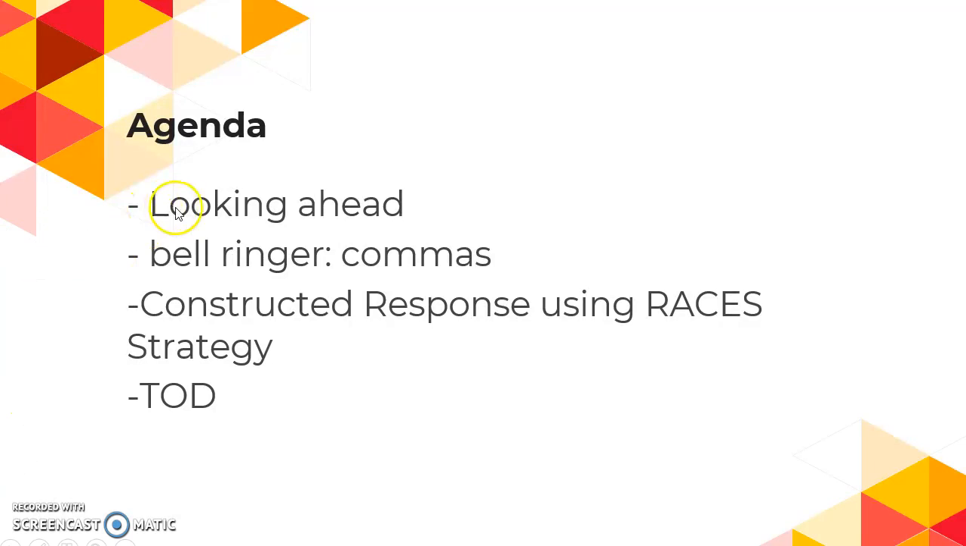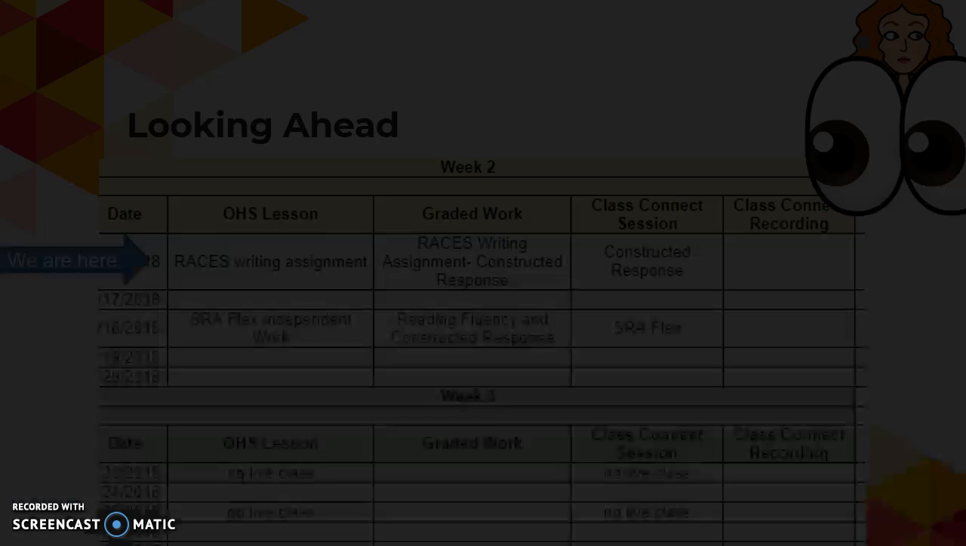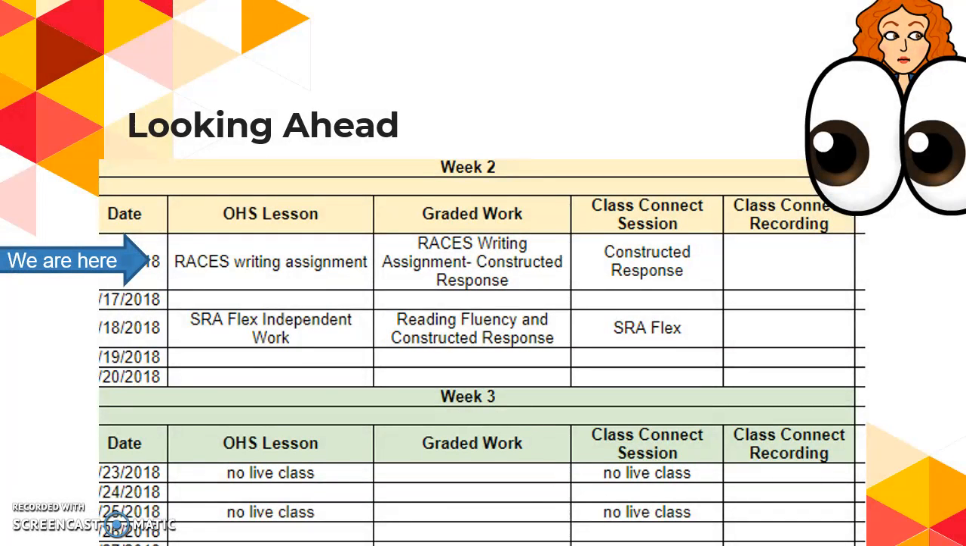Today we're going to look ahead. We're going to do a bell ringer about commas. We're going to start working on our constructed response using the RACES strategy. Get started on that today, and we'll work on it together in class on Wednesday. And then I'll give you your ticket out the door. But looking ahead, we have our RACES assignment.